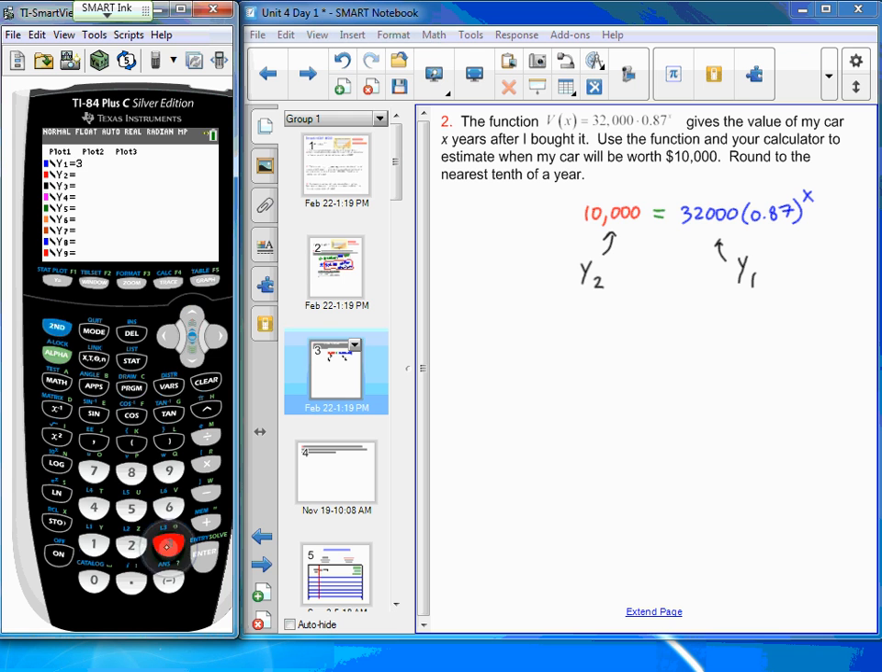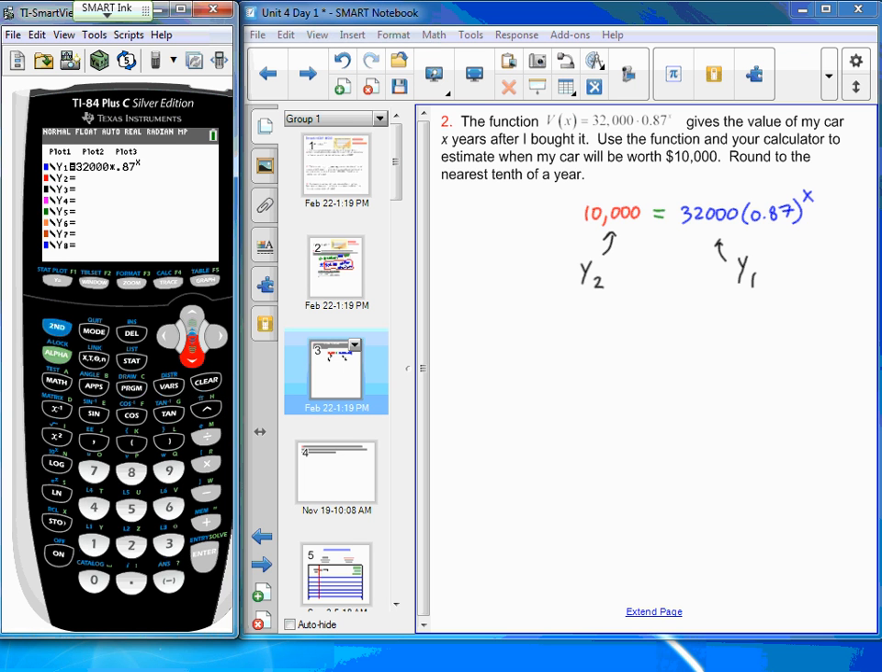So everybody, let's go ahead and enter 32,000 times 0.87 to the x. There's my exponential function. Remember, my variable x is up in the exponent. That's how I know it's an exponential function.